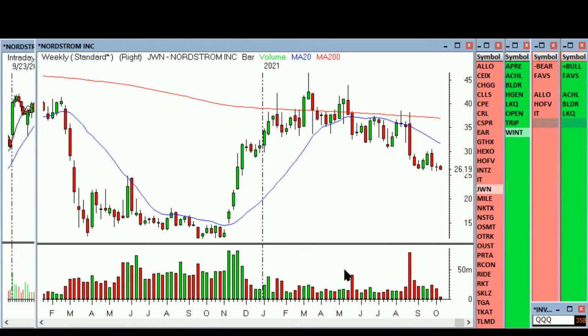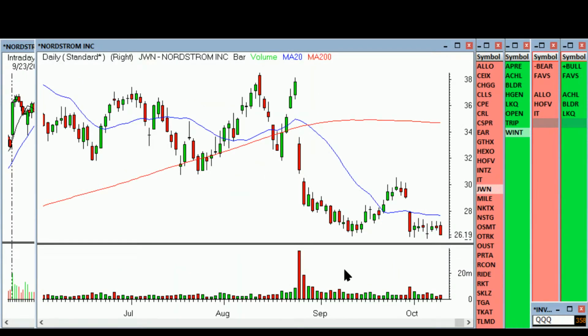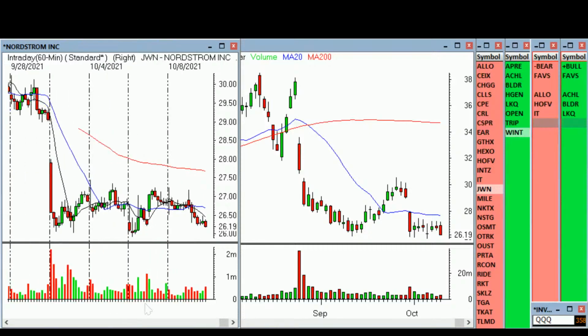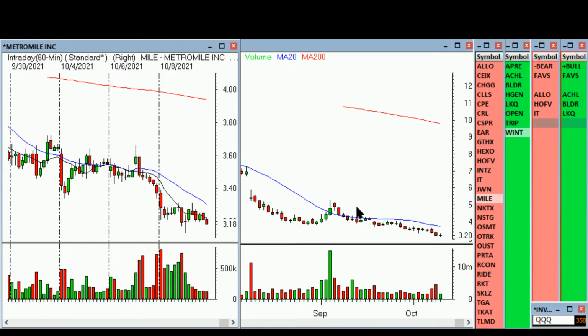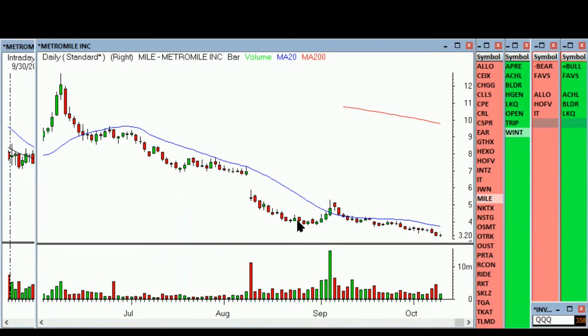I mean, look at that weekly rounding top. So it definitely looks lower, but it's not a tight base. Flat 20 also on the Nordstrom. The mile is lower, going to zero. We had the mile also for a while, or I think we did, and now looks lower.